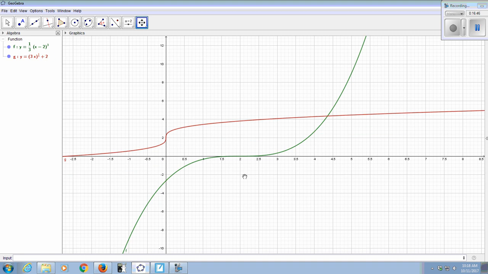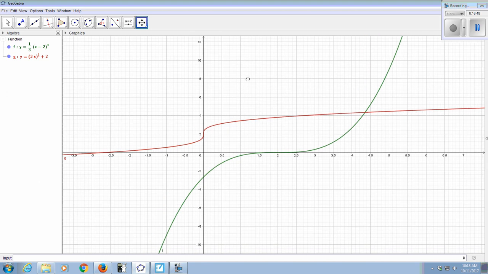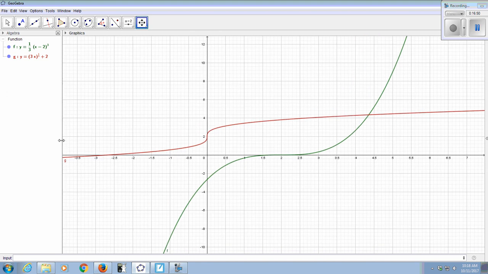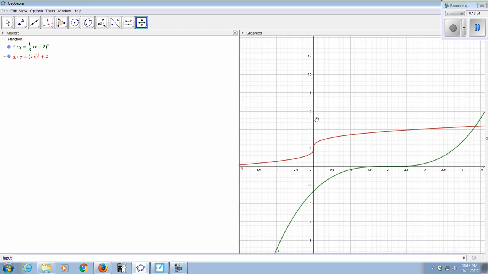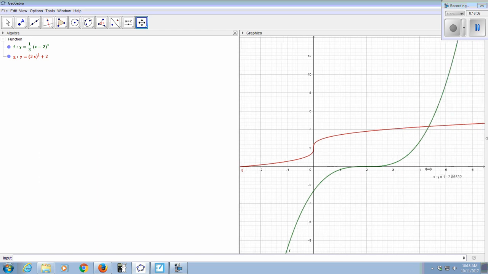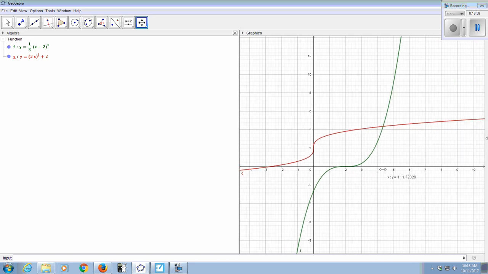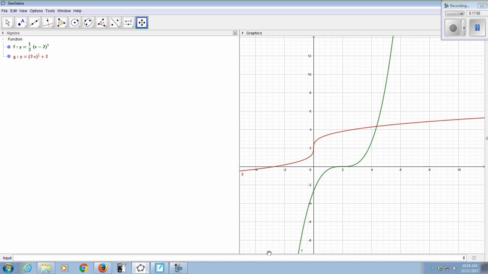And this looks a little weird because of the scale. So let's see if I can just make it look a little more square. There we go. That looks better. Now you can see the symmetry over the line y equals x.